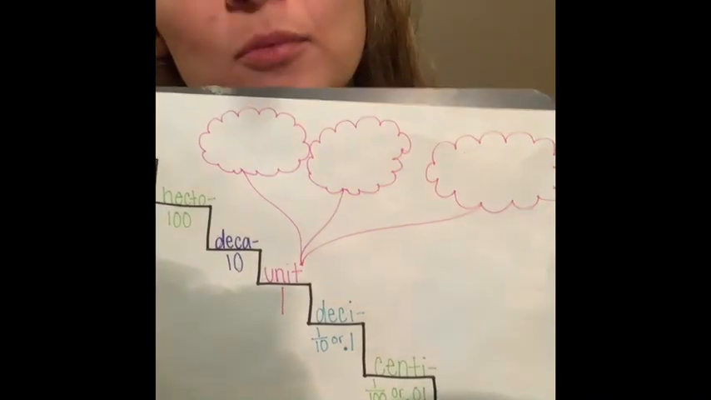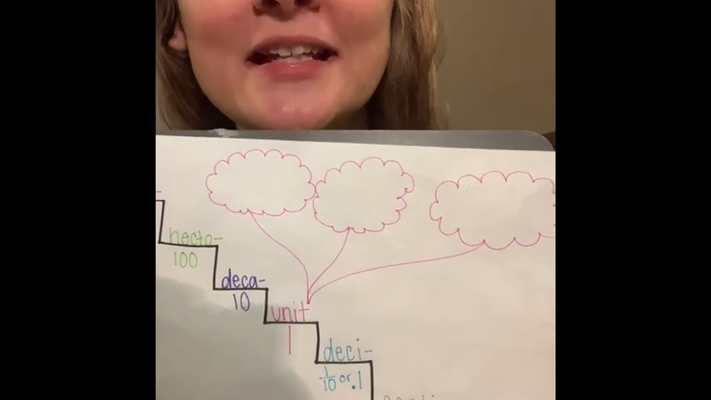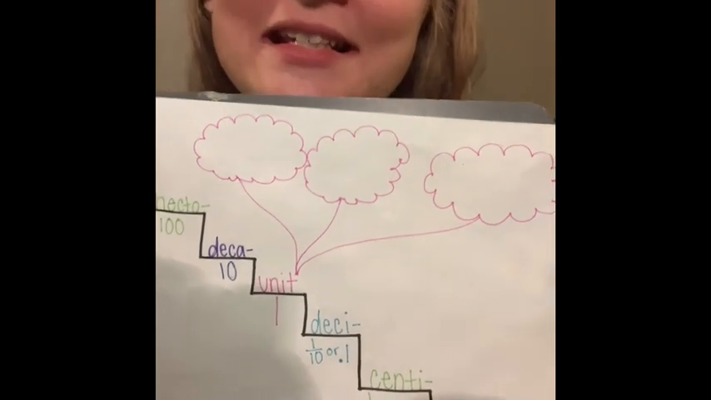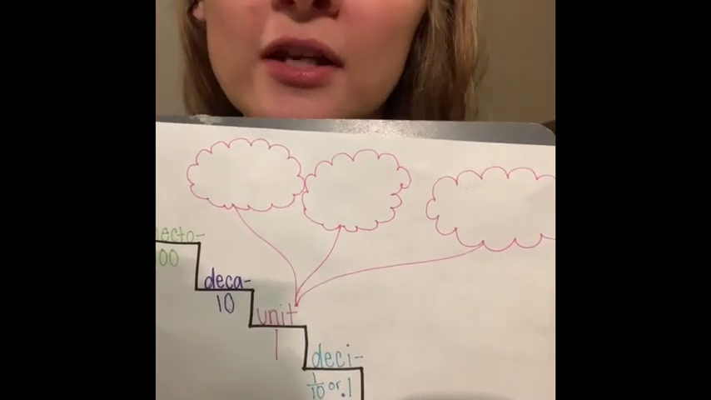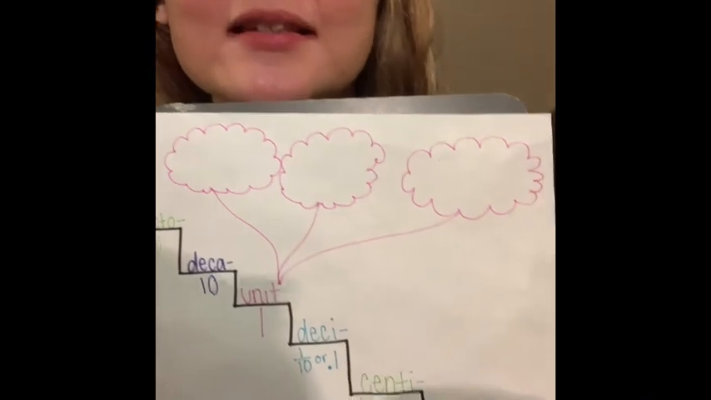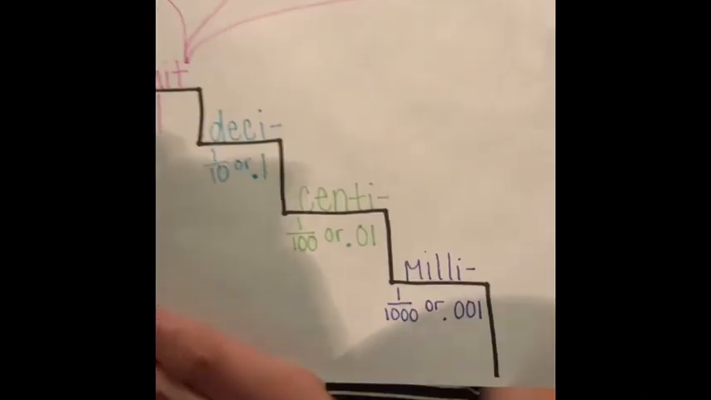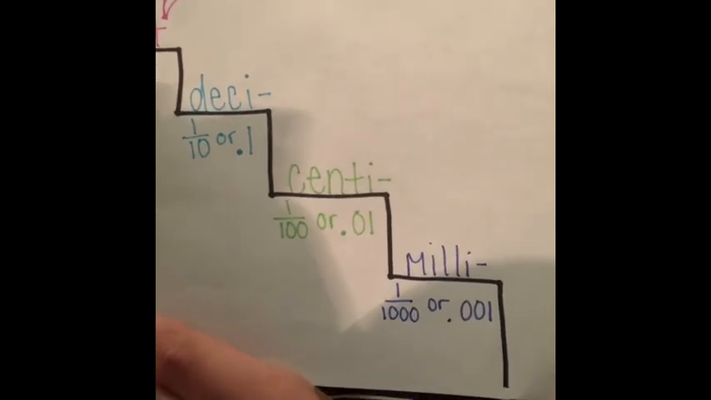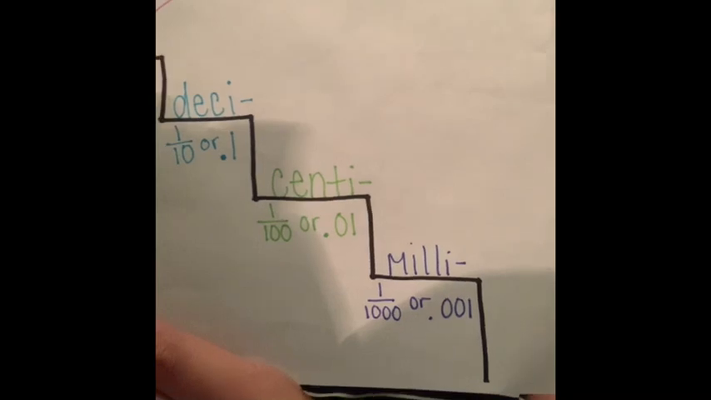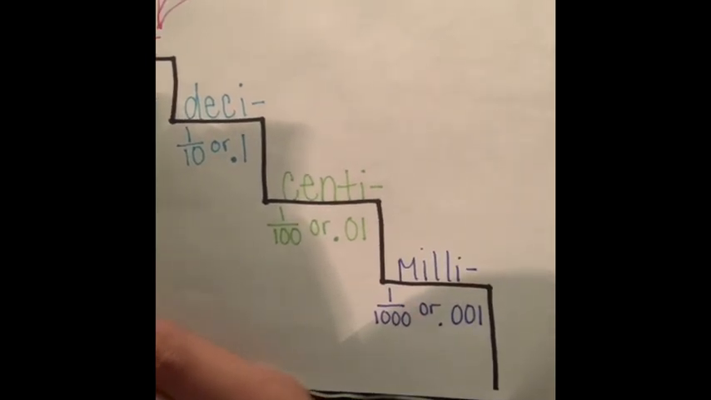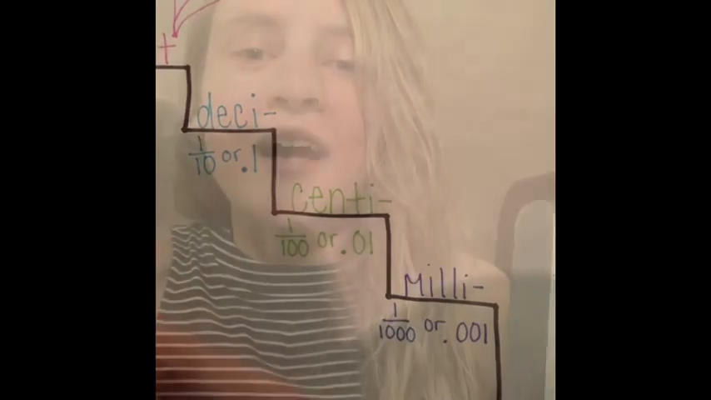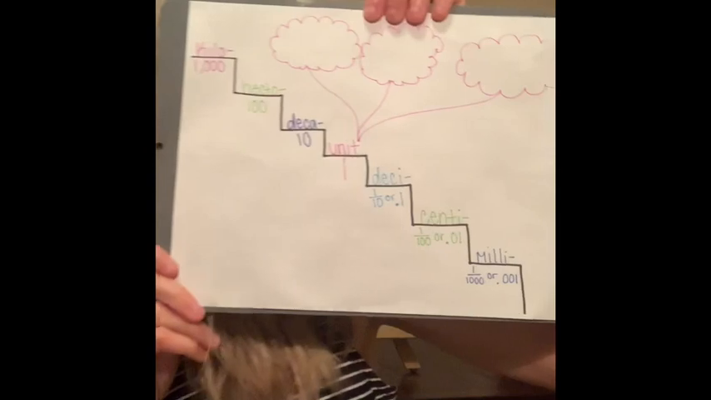So as we keep moving down our staircase, we move from deci, which means 1/10 or decimal place 1, to centi, which means 1/100th or decimal place 0.1. And then as you see, after centi on our last staircase is milli, which means 1/1000th or 0.001. I'm very proud of you turkeys for staying this far and for getting all your staircase filled in.